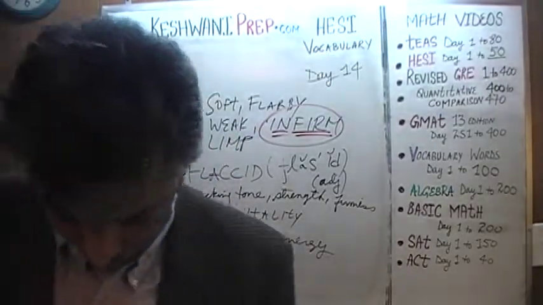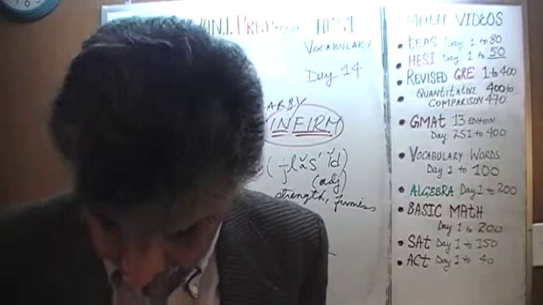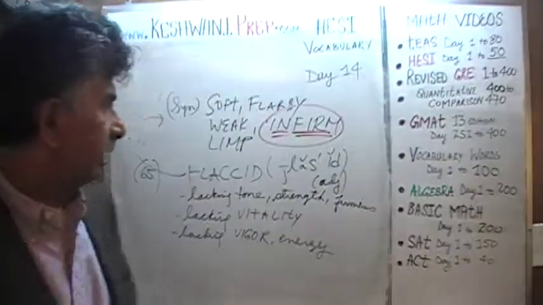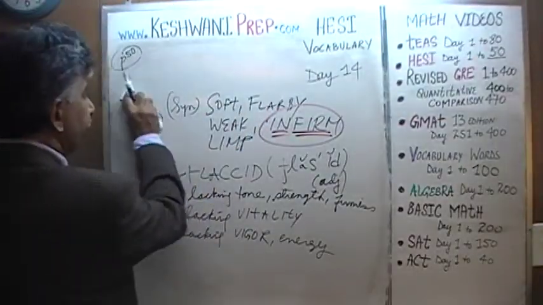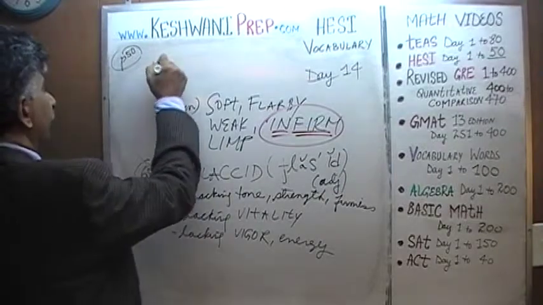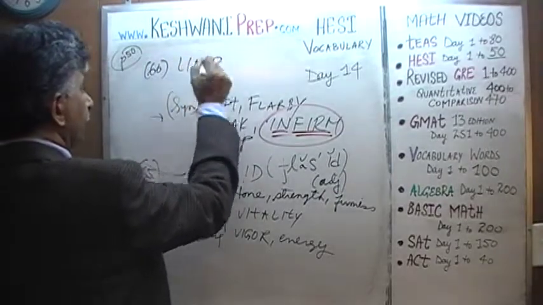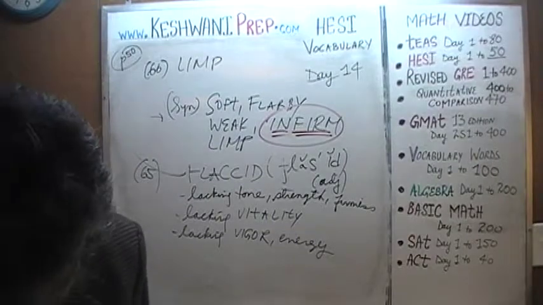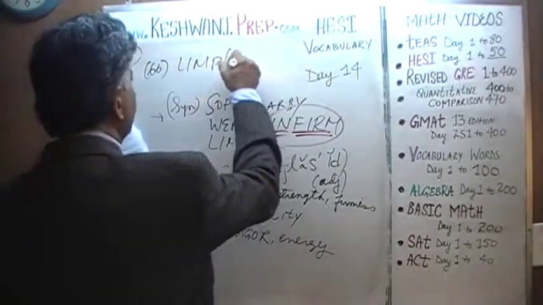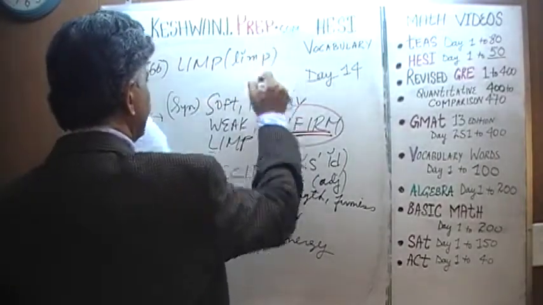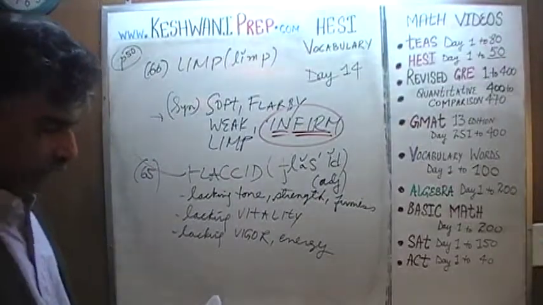Now in the book, they also give you limp as a synonym of flaccid. So we're going to learn that word next. Limp. It's a simple word again. Number 66, limp. What does it mean to limp? It's a verb.